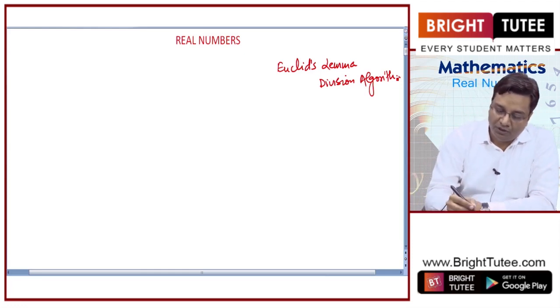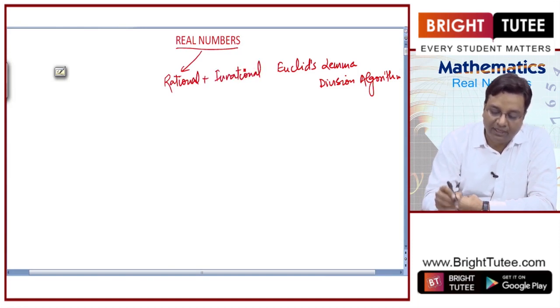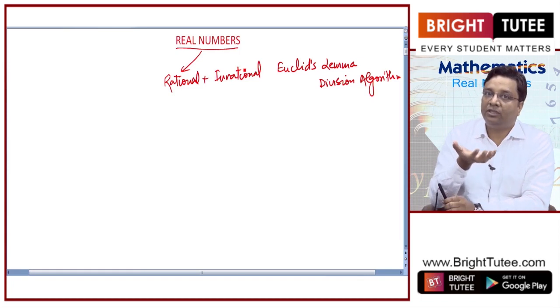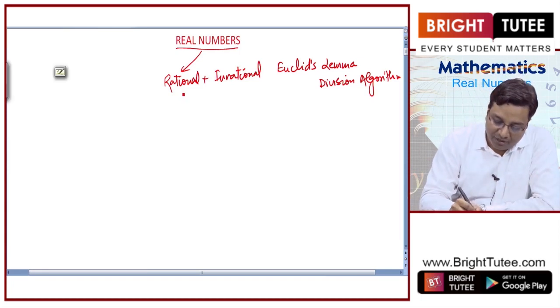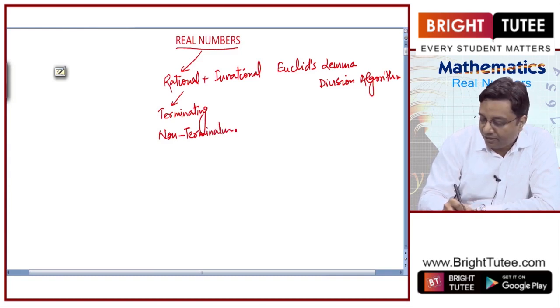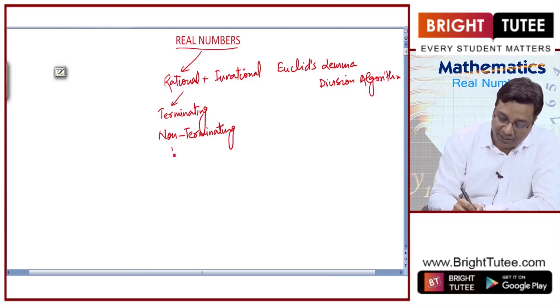So what do you know about real numbers? Real numbers are made up of rational numbers plus irrational numbers. So if I write all the rational numbers and all the irrational numbers, that will be all the real numbers. What are rational numbers? Rational numbers either terminate, terminating type. If they do not terminate, non-terminating, then they will repeat after a certain period of time, after certain digits. So non-terminating, repeating.